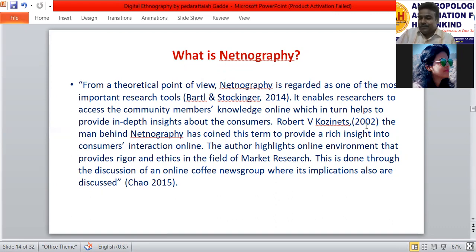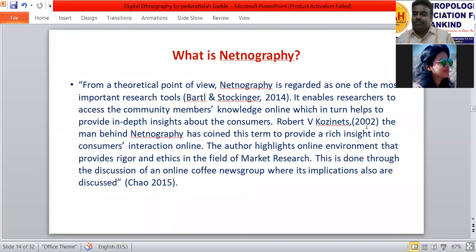So netnography, let me repeat. From a theoretical point of view, netnography is regarded as one of the most important research tools. It enables researchers to access the community members' knowledge online, which in turn helps to provide in-depth insights about the consumers. Robert V. Kozinets, in his book published in 2002, is the man behind netnography. He coined the word netnography to provide a rich insight into consumers' interaction online.